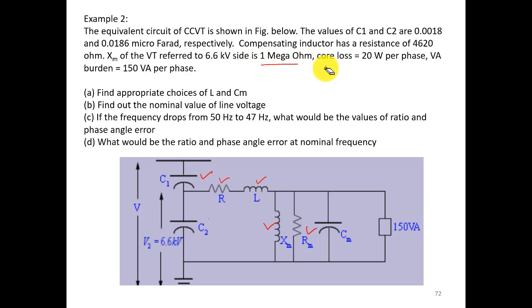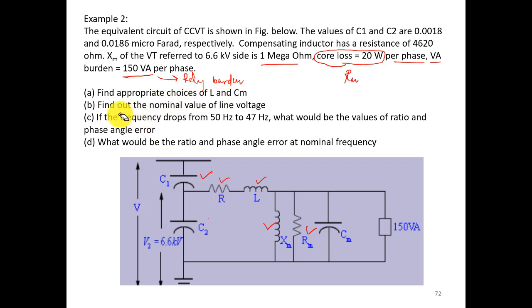So this is a very huge value. And core loss is 20 watt. In fact, using this component we'll find the Rm, right? Per phase, this is per phase is given, and VA burden is 150 volt ampere. This we call relay burden. Okay, and find the appropriate choices of L and Cm. So how will we find the choices of L and Cm?